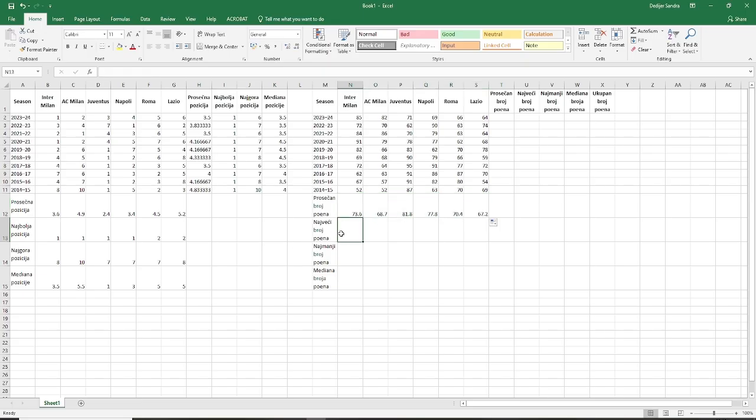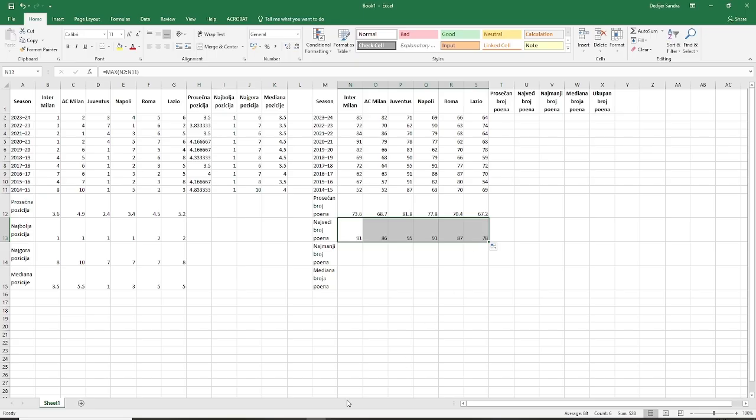We calculate the highest number of points per team using the formula max, so equals max from N2 to N11. We do the same for the other clubs. We apply the formula by dragging. Juventus has the highest score with 95 points. Lazio has the lowest maximum value at 78 points.